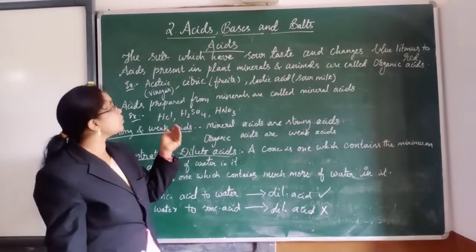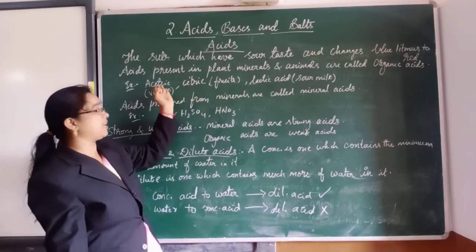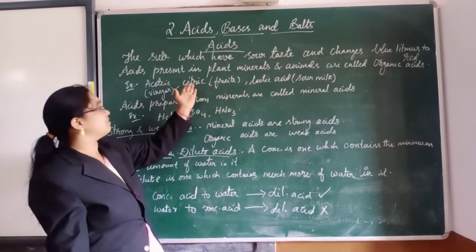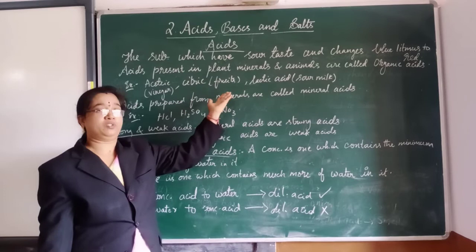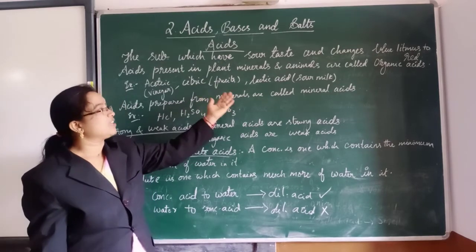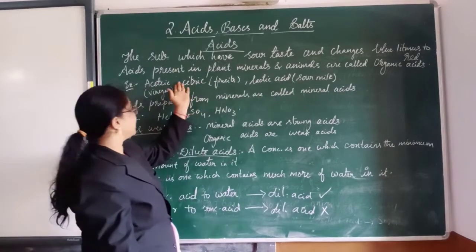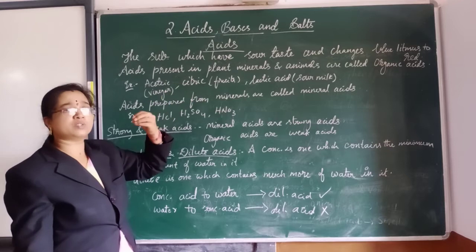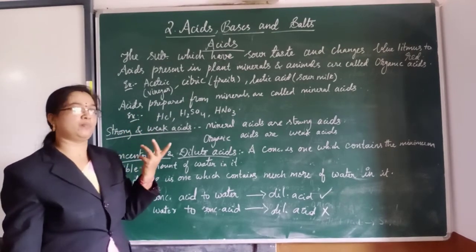Okay, and next, examples of organic acids are acetic acid, citric acid, lactic acid. If we see citric acid, we will get this acid in all the citrus fruits, orange, lemon, like that. And lactic acid we will get in sour milk, and acetic acid we will get in vinegar. So these are all acids we can consume. Means organic acids we can consume, no problem.